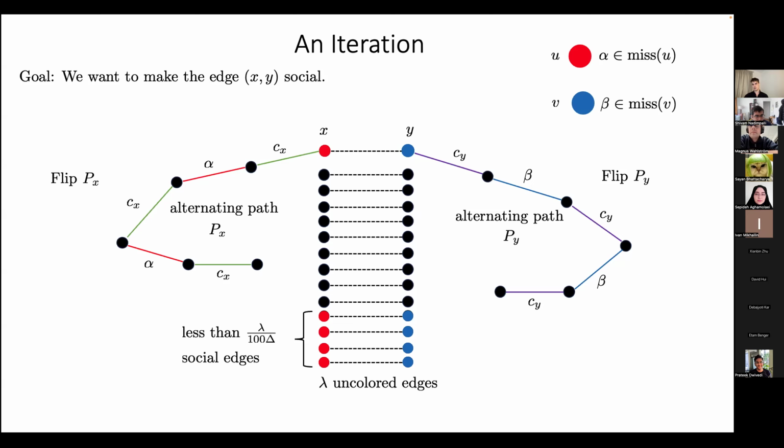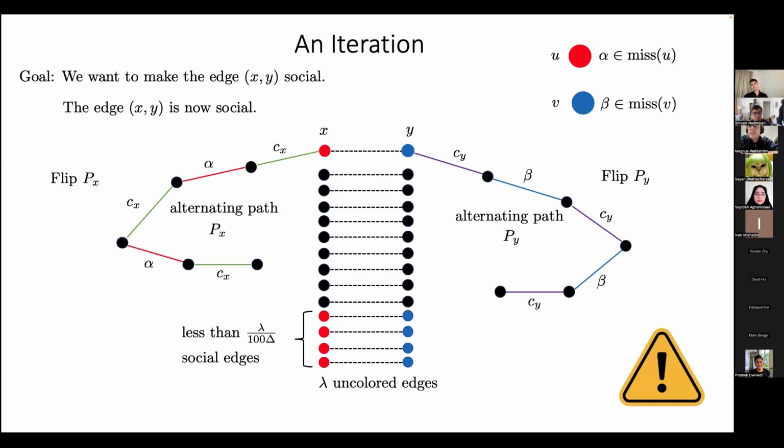So this is the procedure. We take some random edge. We see, okay, it's not social. It doesn't have red available at this endpoint, doesn't have blue available at this endpoint. We find some colors that are available. This defines two disjoint alternating paths, and we just flip them both simultaneously. And this edge, after performing this operation, will not be social.